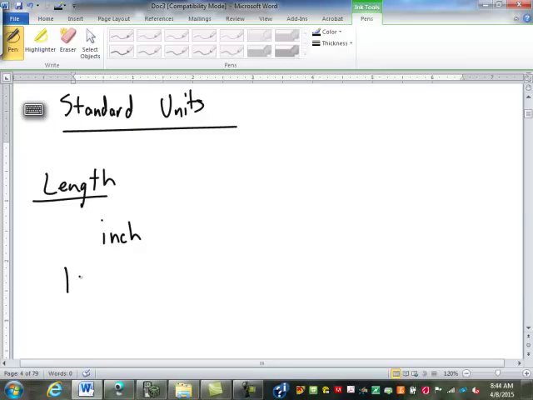A foot. Pretty obvious where a foot comes from. Distance from the end of your big toe to the back of your heel. How many inches are in a foot? 12. We are used to there being 12 inches in a foot. Not necessarily the case if you go to compare.